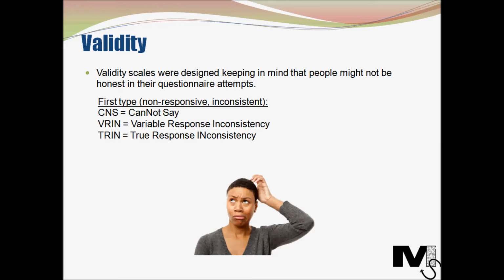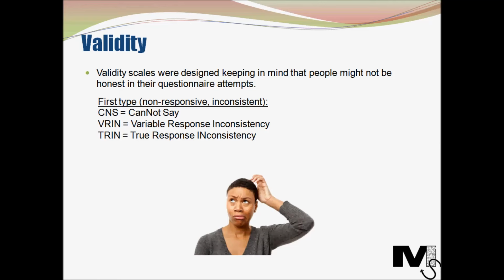Now, validity scales were actually designed keeping in mind that people might not be honest when they answer these questionnaires. There could be several reasons for this, like people taking employment screenings or court proceedings. It essentially evaluates the extent of people's honesty in their answers. Now, there are 3 types of validity scales with similar purposes, so let's look at them now.